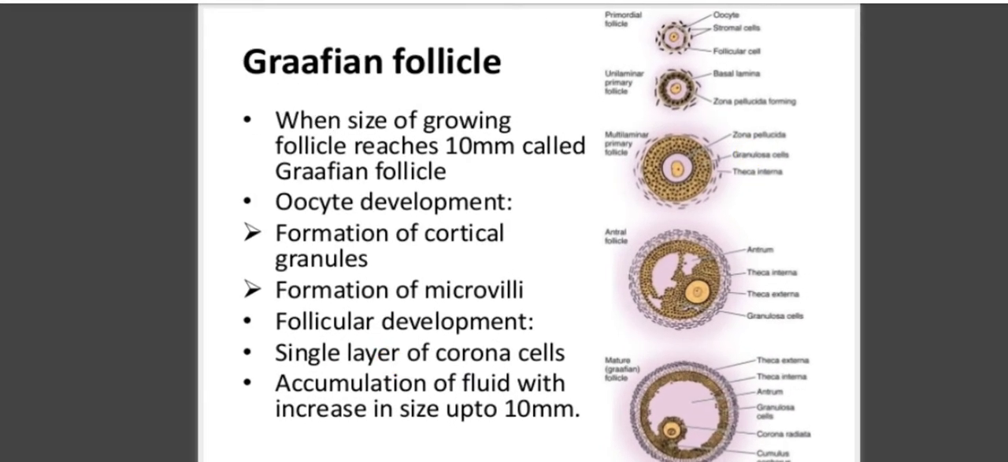Graafian follicle. When the size of the growing follicle reaches 10 mm, it is called a Graafian follicle. Oocyte development: the formation of cortical granules and formation of microvilli. And follicular development: a single layer of corona cells and accumulation of fluid with increase in size up to 10 mm.